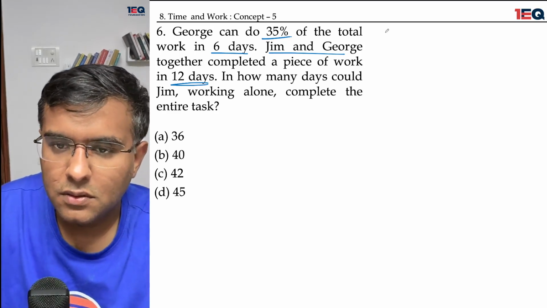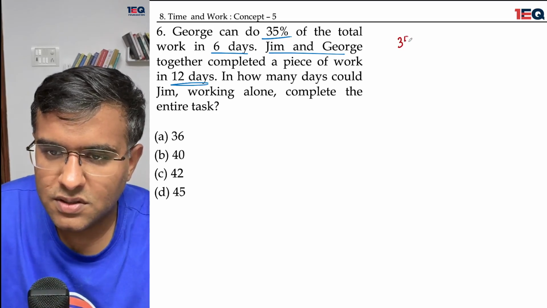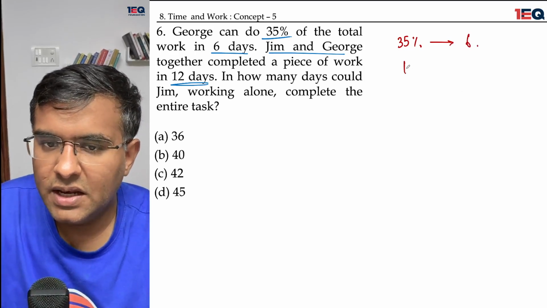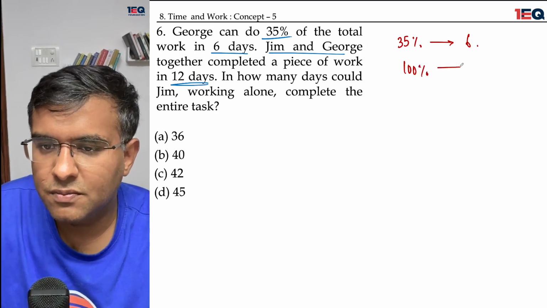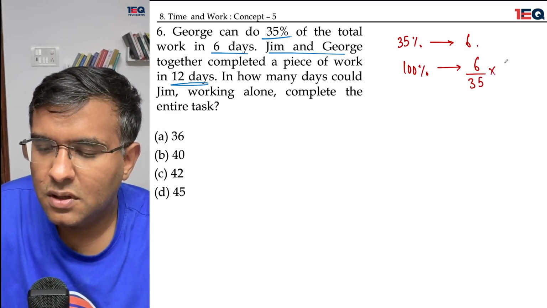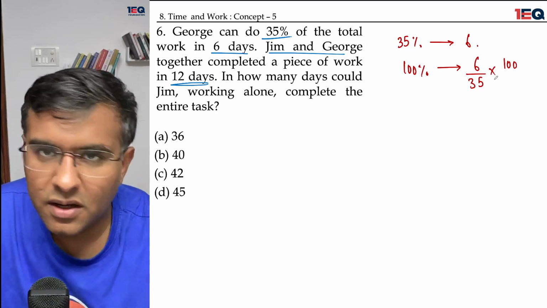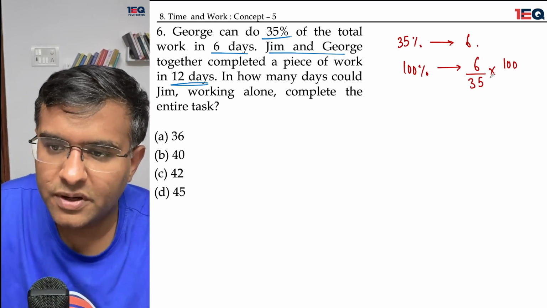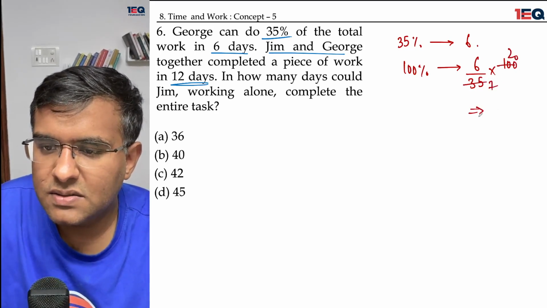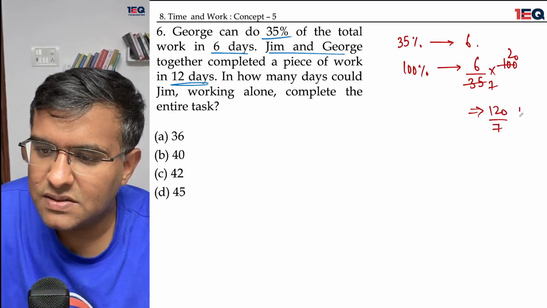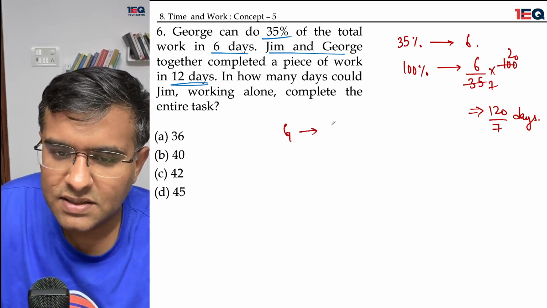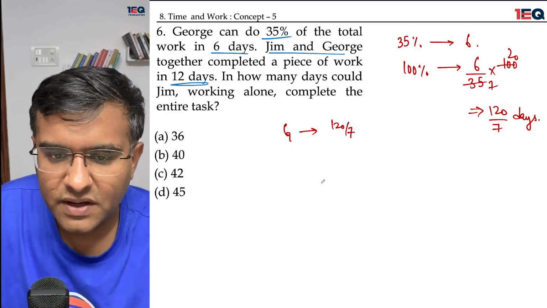Firstly, George is only doing 35% of the work in 6 days. I need 100% contribution of George. That means if in 6 days he was just doing 35% of the work, then how many days would it take him to complete 100% of the task? Nothing but the simple unitary method. So 5 sevens are 35, 5 20s are 100, and this makes it 120 upon 7 days. This means George can complete the task in 120 upon 7 days.